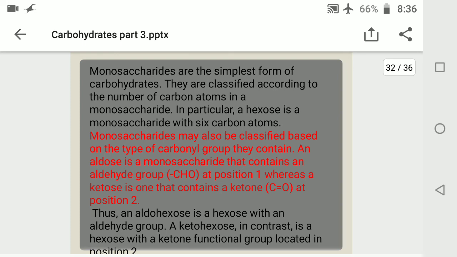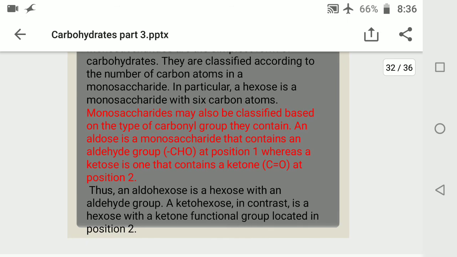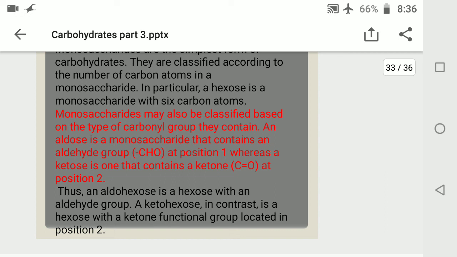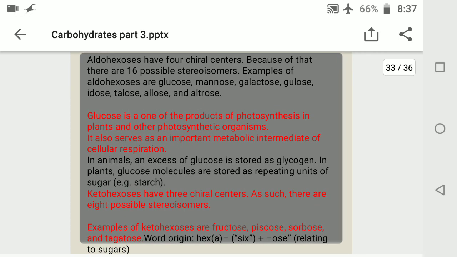Monosaccharides may also be classified based on the type of carbonyl group they contain. An aldose is a monosaccharide that contains an aldehyde group, CHO, at position number 1, whereas a ketose is one that contains a ketone group, that is C double bond O, at position number 2 or 3. Thus an aldohexose is a hexose with the aldehyde group. A ketohexose, in contrast, is a hexose with the ketone functional group located at position number 2. The aldohexoses have 4 chiral centers. Because of that, there are 16 possible stereoisomers.